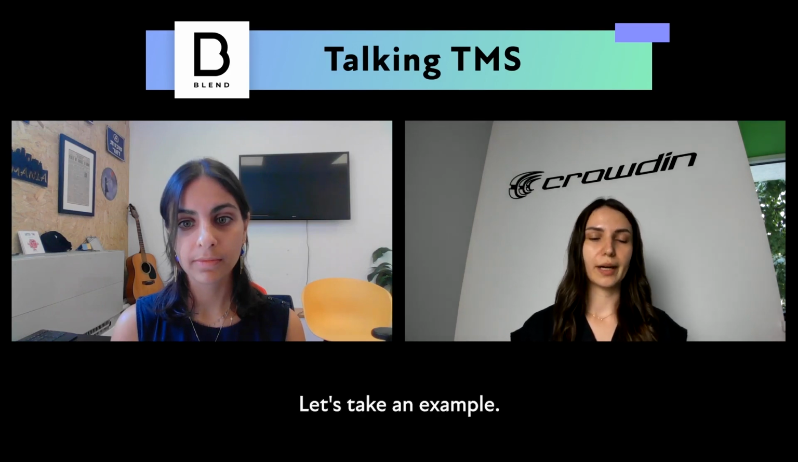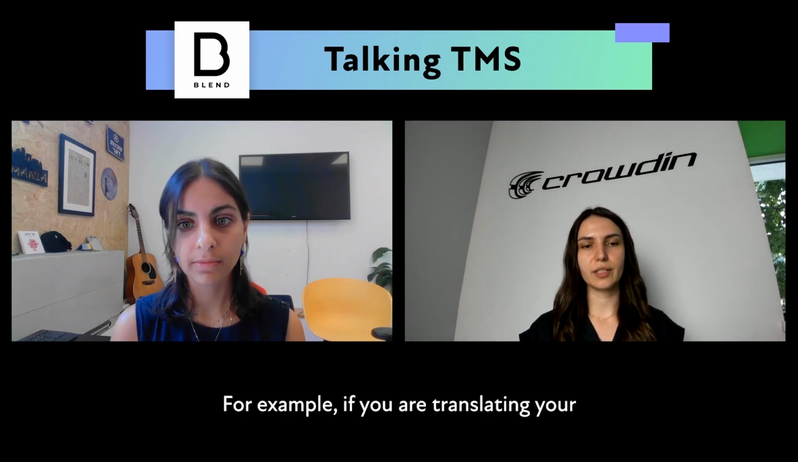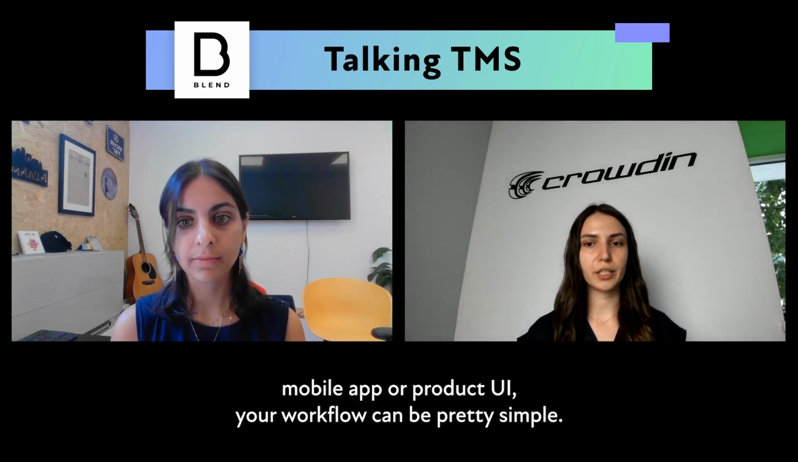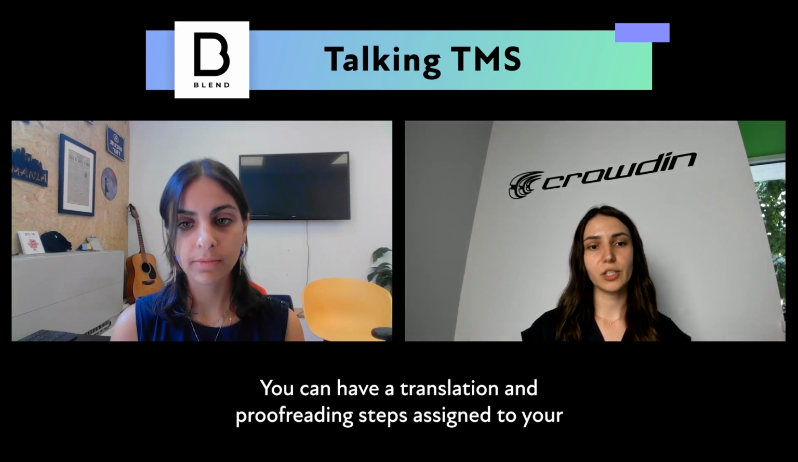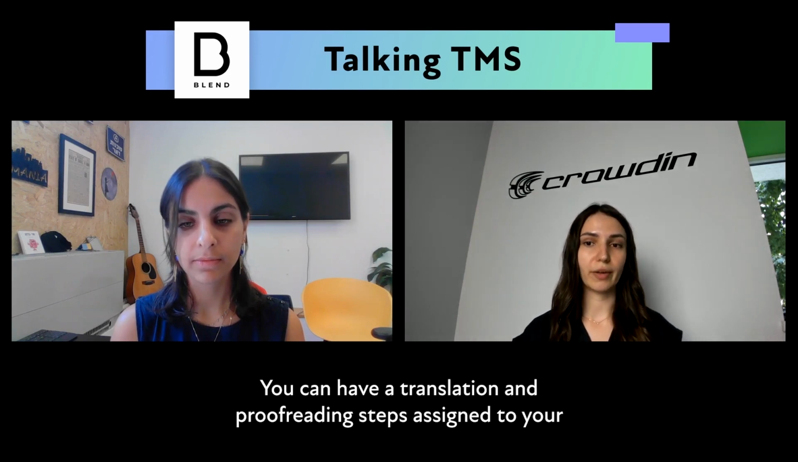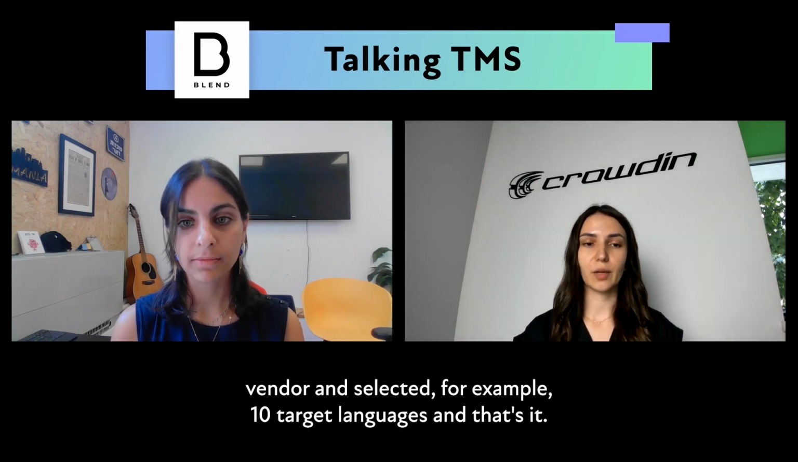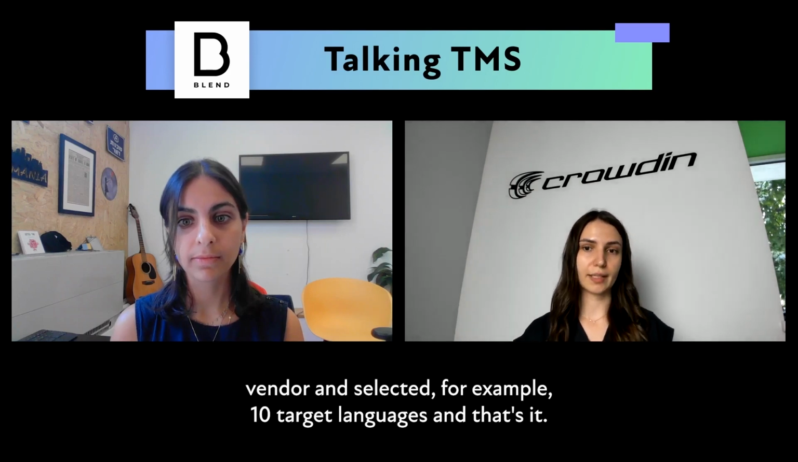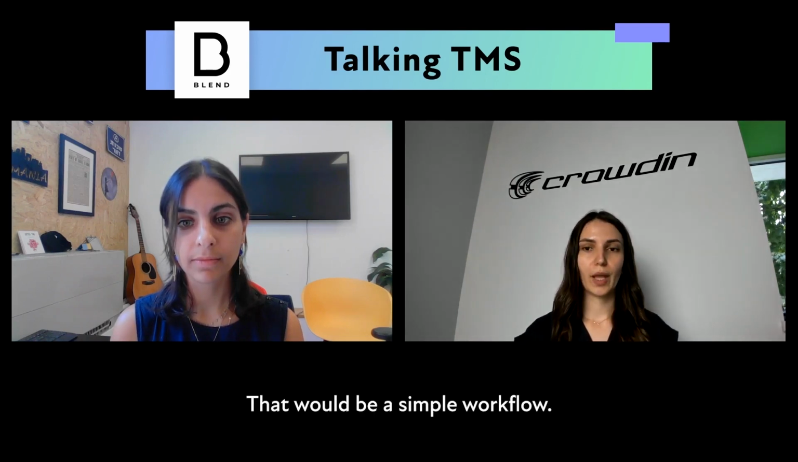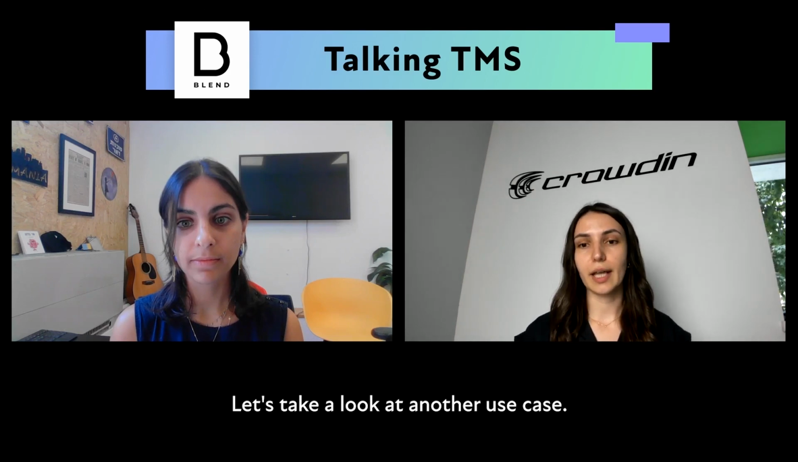Let's take an example. For example, if you are translating your mobile app or product UI, your workflow can be pretty simple. You can have a translation and proofreading steps assigned to your vendor and selected, for example, 10 target languages, and that's it. That would be a simple workflow. Let's take a look at another use case.